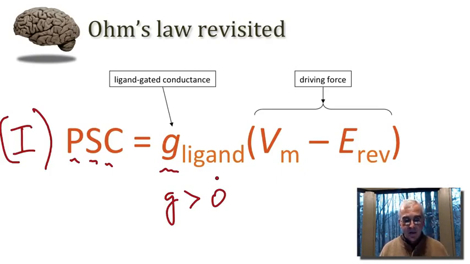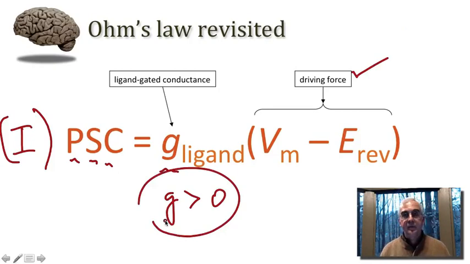Now, if the conductance of this channel happens to be greater than 0, this is what would happen when a neurotransmitter binds, then we would expect there to be current provided that we have a driving force. If there's no driving force, that is, if the membrane potential is precisely the reversal potential for the active conductance, then even though we may have a significant value of conductance, there will be no postsynaptic current if the driving force term equals 0.